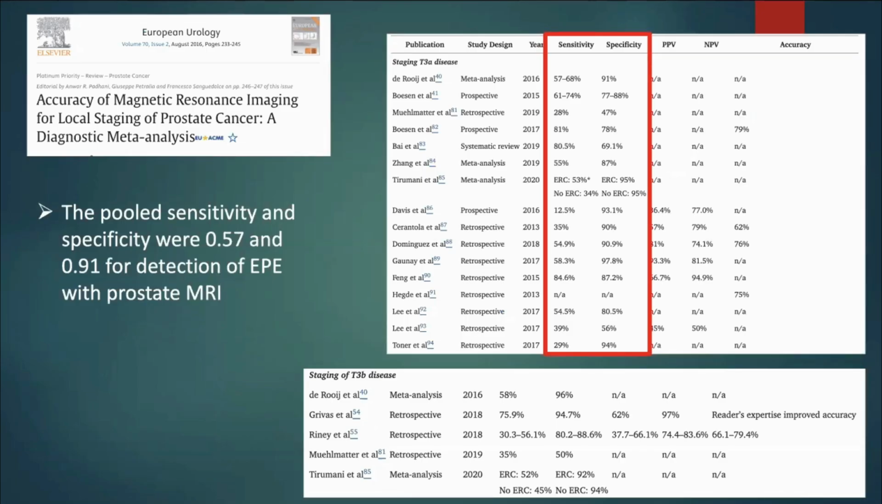So I alluded to this slide just a second ago, but just to develop the idea that MRI doesn't have a standalone good sensitivity for predicting EPE, and particularly microscopic EPE. And this is a meta-analysis, again published in European Urology. It's quite a busy slide, but I just wanted to show the tables to show the range of sensitivity and specificity. The pooled sensitivity and specificity were 0.57 and 0.91 for the detection of EPE with prostate MRI. So I suppose the conclusion being that MRI alone isn't enough to predict EPE accurately.